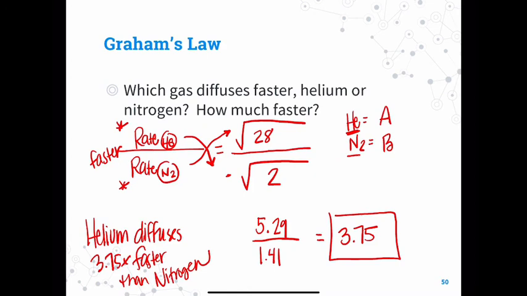Okay? Now, had you not been asked to say how much faster, you could have just looked at the molar masses of those elements and said helium, okay? And sometimes that may be the case. If it doesn't ask you how many times and you don't have to do this step, you can just say, oh, well, helium weighs 2, nitrogen weighs 28, and so helium is going to diffuse faster. Done. But since it asks us how many times faster, then we have to do this step, okay?